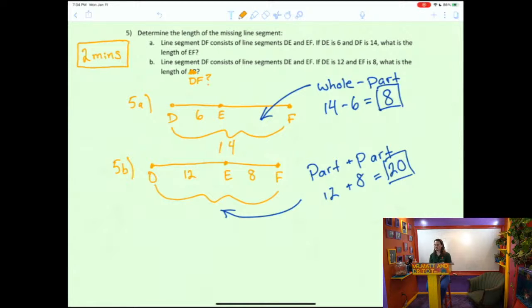For 5B, we're given both parts and they're asking for the whole value, so we're going to add up, sum the parts. 12 plus 8 is 20. If you have any questions, then please let me know.